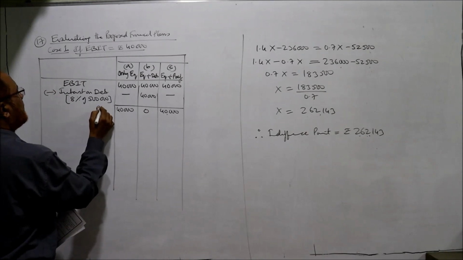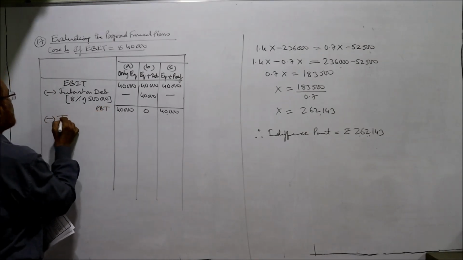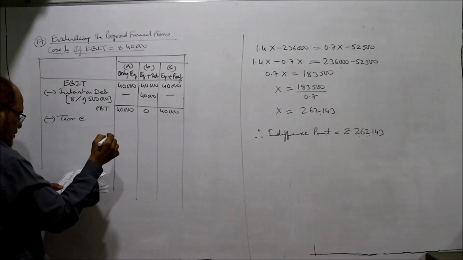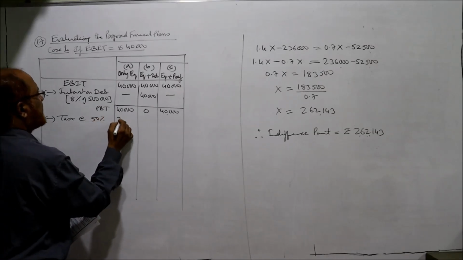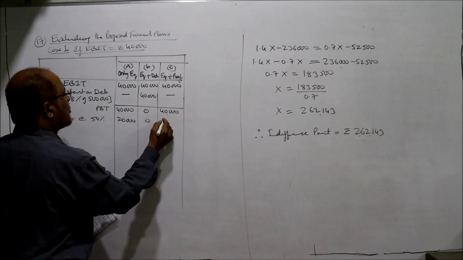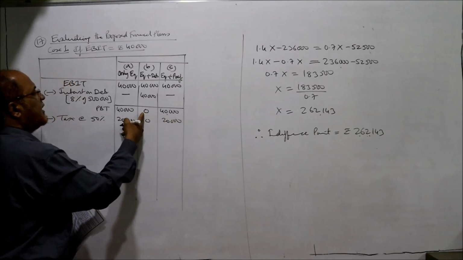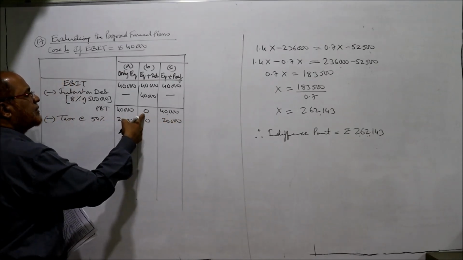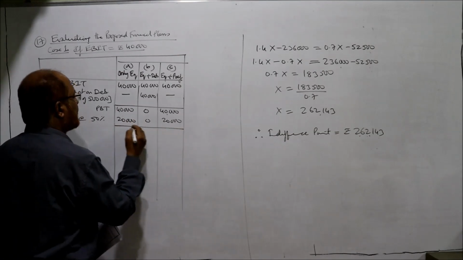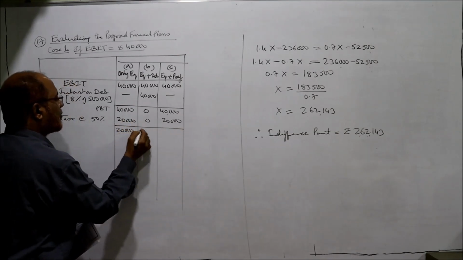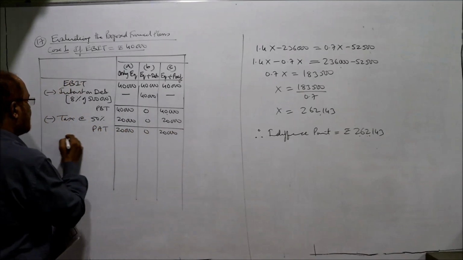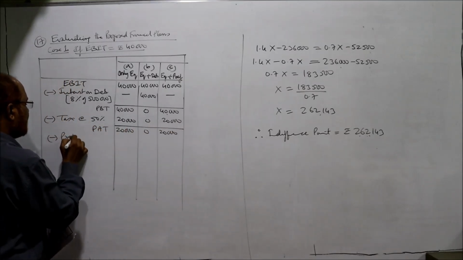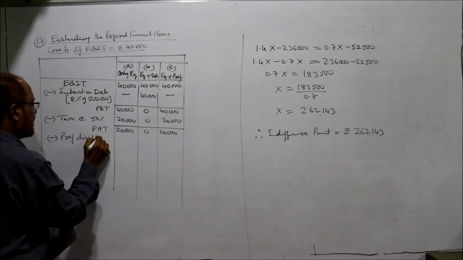This is called PBT. Less tax at the rate of 50%. 50% tax means 20,000. 0. 20,000. यहाँ पर प्रॉफिट ही नहीं है. There is no profit before tax. तो tax will be 0. This is called PAT. Minus preference dividend.